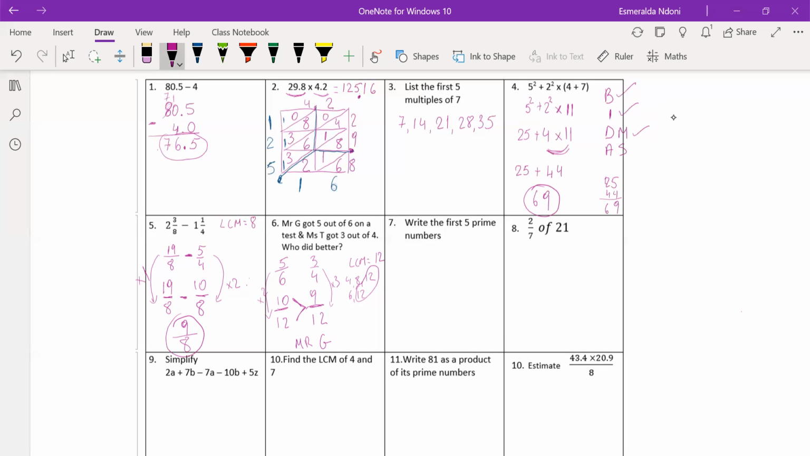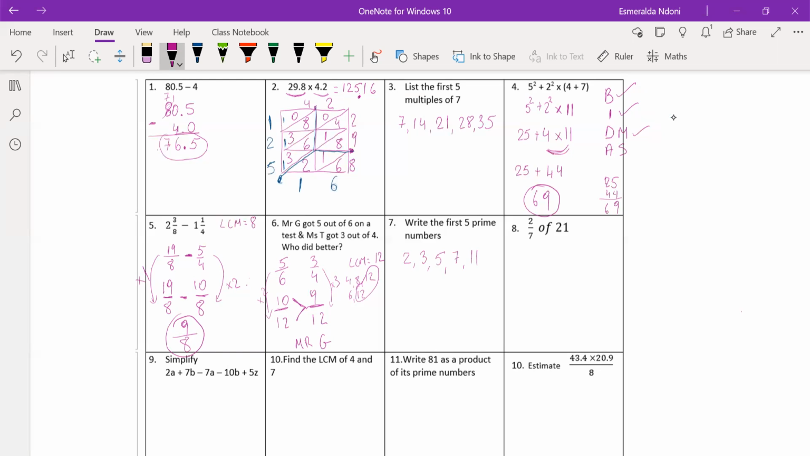Question number 5 says, write the first 5 prime numbers. So primes only have 2 factors, 1 and themselves. So we start with the first prime, which is a 2, then it's 3, then it's 5, then it's 7, then it's 11. And I'm done.